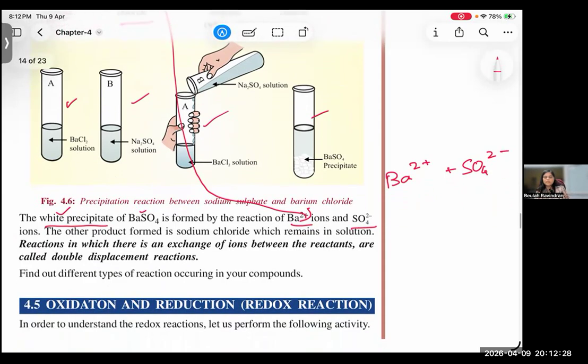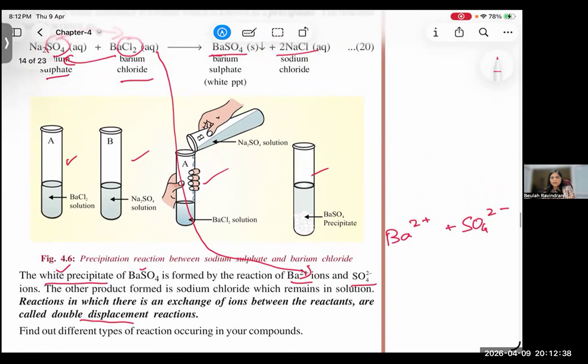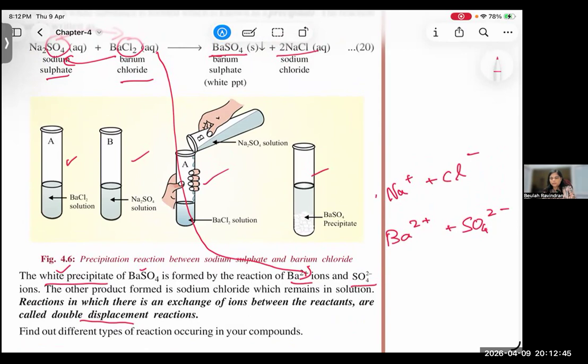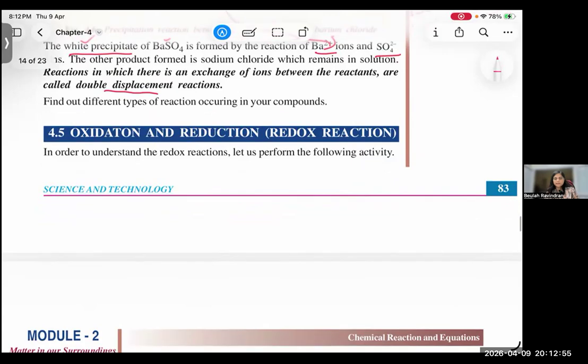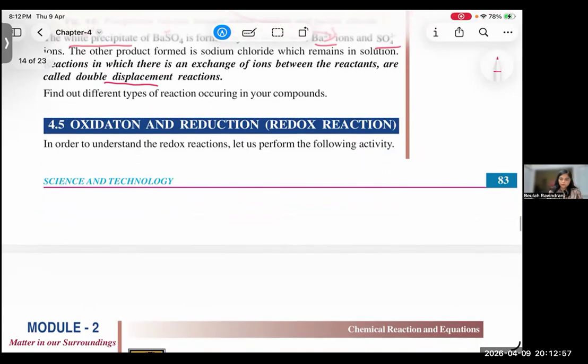Reactions in which there is an exchange of ions between the reactants are called double displacement reactions. You see Ba2+ and SO4 2-, and then Na+ and Cl-. There is an exchange between the two molecules, and then it produces the result like this. Can you understand this?